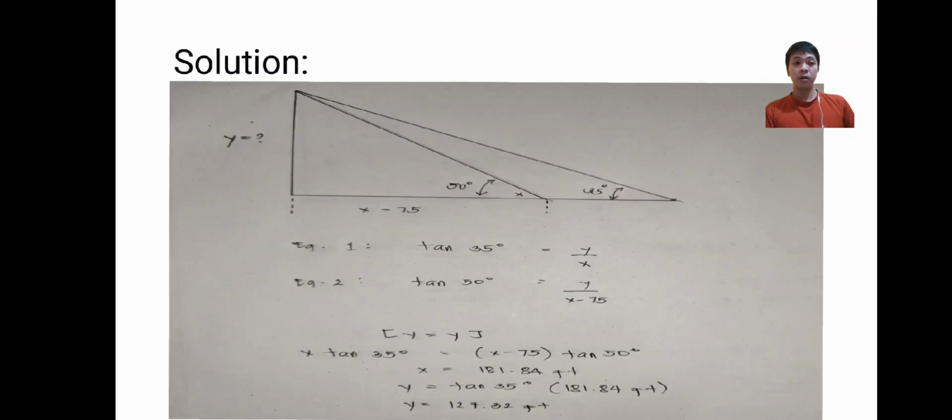So first, we need to draw the figure. The first equation will have tan 35 degrees equal to y over x, and equation number 2 will have tan 50 degrees equal to y over x minus 75. So y is equal to y. Therefore, x tan 35 degrees is equal to x minus 75 times tan 50 degrees.